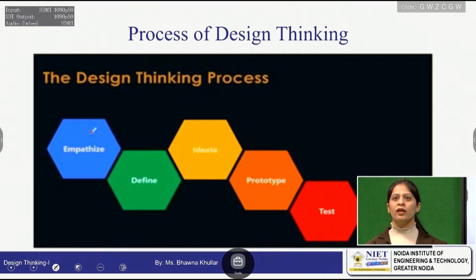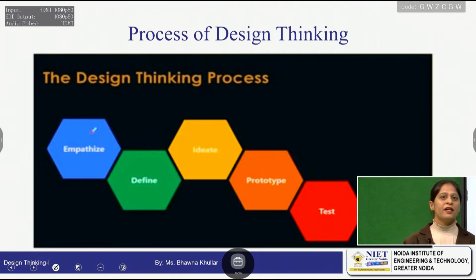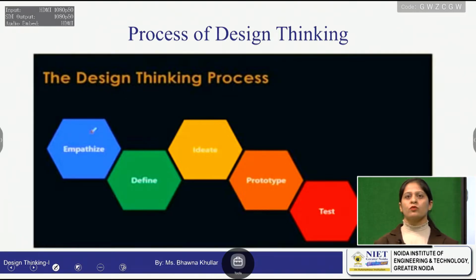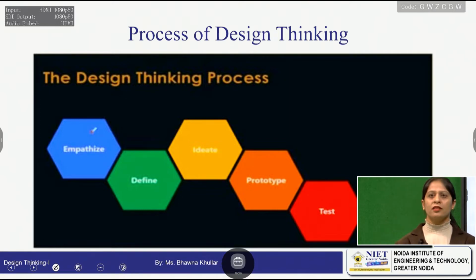The next one is ideate. Ideate is the main stage of the design thinking process. By ideation we can give ideas to the user on how to solve the problem. The prototype is the 4th stage of design thinking, by which we can see our idea in a practical form. And the last one is testing. It will be represented in real life by the testing. It is the last stage of the process.